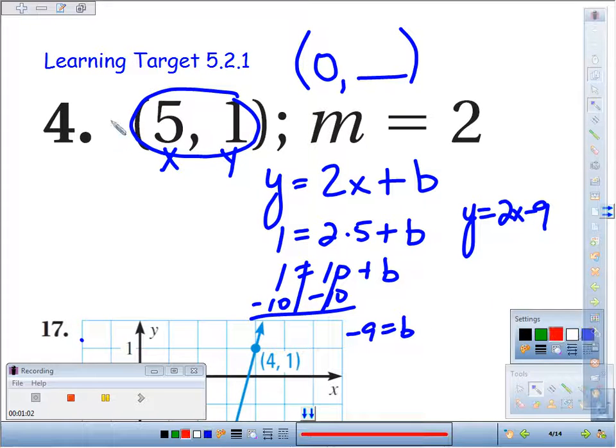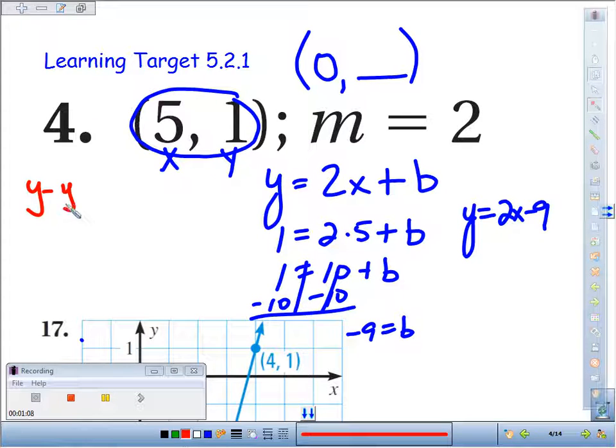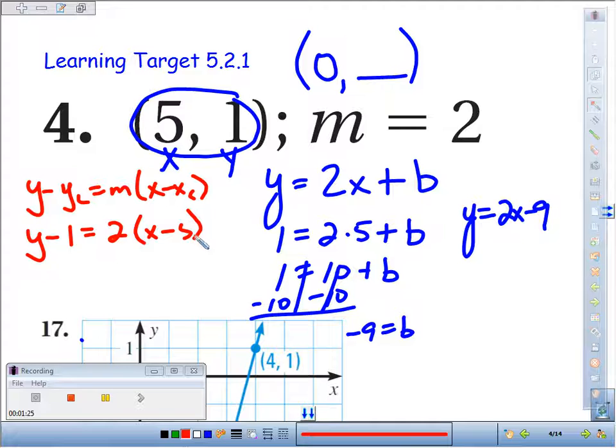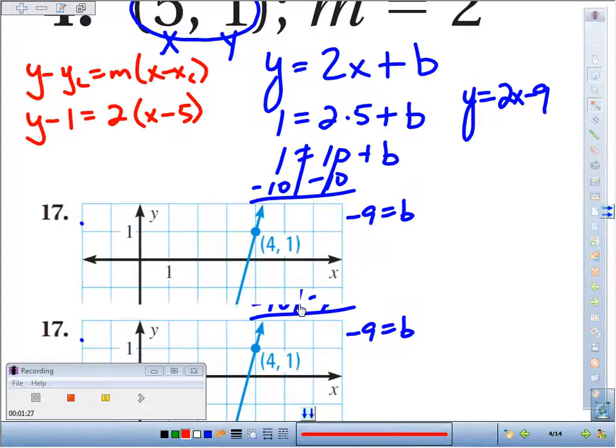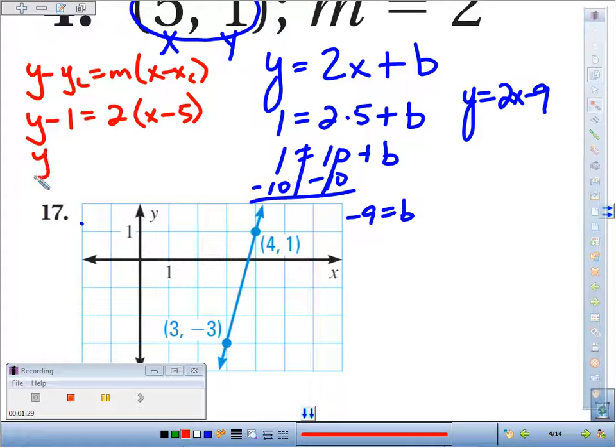Another way to work this problem is to actually use ideas from 5.3, where we use our point-slope equation. y minus the y-coordinate equals slope times x minus the x-coordinate. So we could also use that one, but ultimately I asked you to write a slope-intercept equation, so we're going to have to move things around at the end. But let's say you started with this. I don't want to leave it there because I asked for a slope-intercept equation, so we'd have y minus 1 equals, distribute, 2x minus 10.